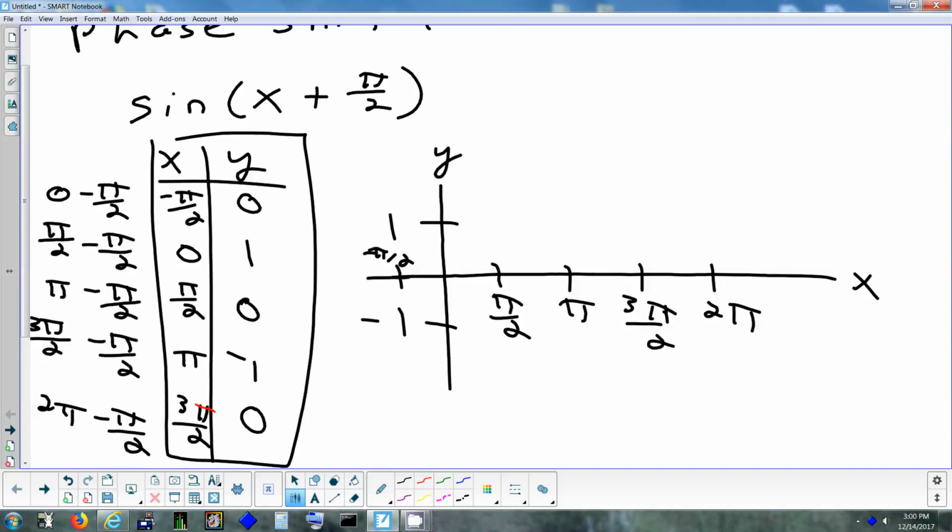So, negative pi over 2, 0, 1, 0, negative 1. I didn't even need to go as far as 2 pi. I labeled extra, but that's okay.